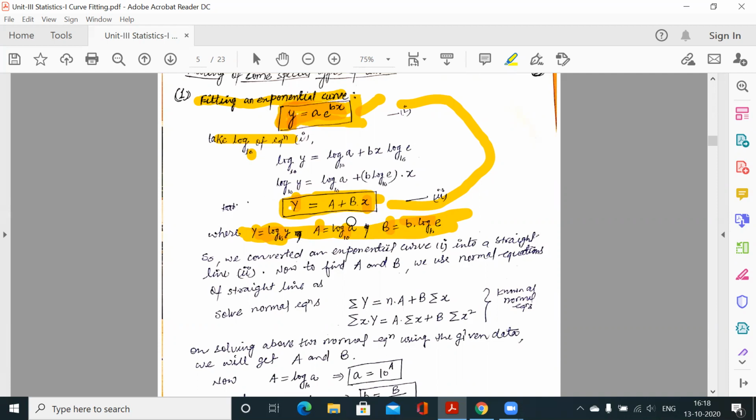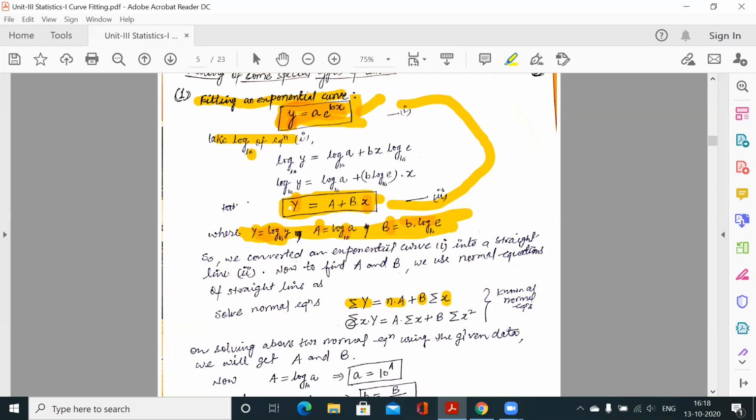To fit a straight line, we need two normal equations. And what are those normal equations? First is summation Y, which is equal to n A, because here we have constants capital A and capital B, plus B summation x. Small x is small x; it has not been changed. The independent variable is small x.